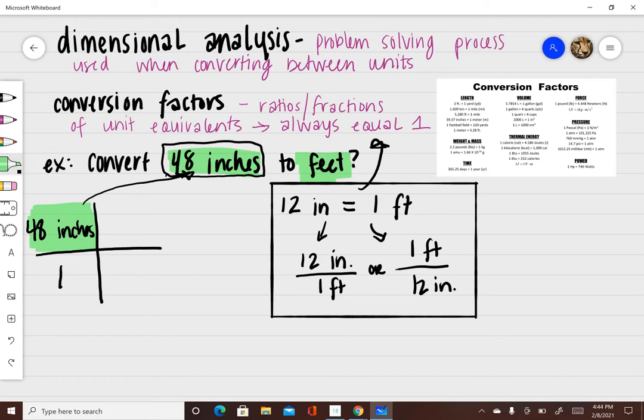My next question I'm going to ask, what is the unit that I'm going to put in the denominator or the bottom right corner? The answer to that is the same unit that I started with from my given measurement. So that's going to go in the opposite corner. Why does it go there? That way I can cancel it out. What unit is going to go in the numerator or the top right corner? And that's going to be my final unit that I'm trying to solve for in the problem. So I'm going to put feet up top. Okay.